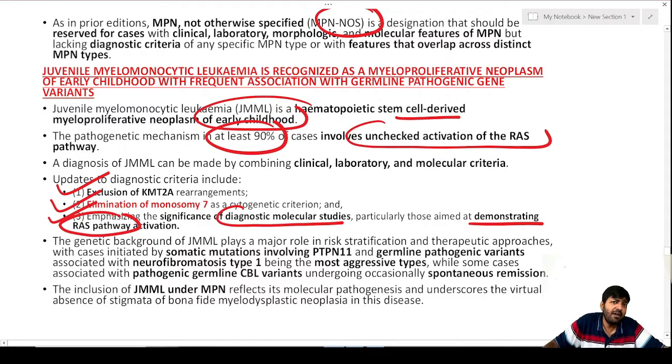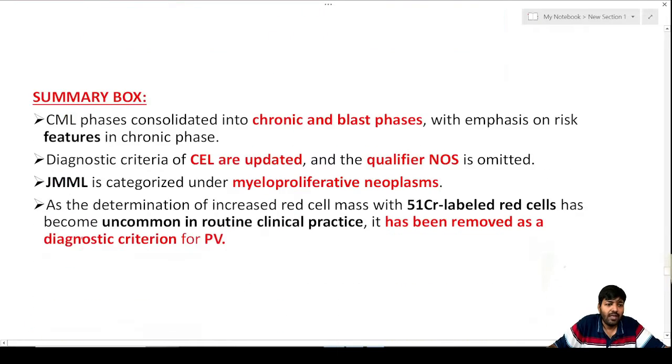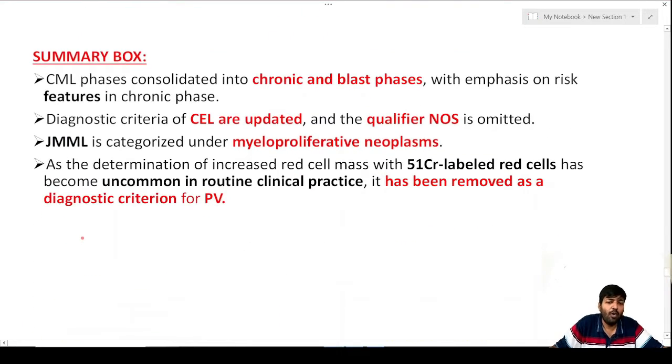So why keep them under MDS/MPN? They are out of the MDS/MPN category. Remember, this category is no more there. The monosomy 7 category is no more there. Now the summary box of all the changes that we are looking at in case of myeloproliferative neoplasm.